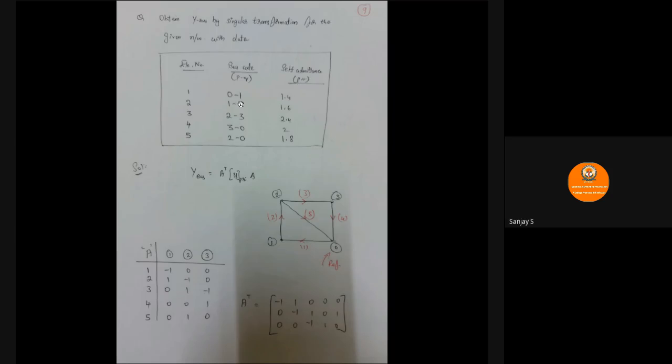Now here, from the data itself, we can understand that there are 5 elements in this network, and there are 4 buses: bus 0, 1, 2, and 3. 4 bus power system network. So for this 4 bus power system network, we'll have to get Y bus by singular transformation.